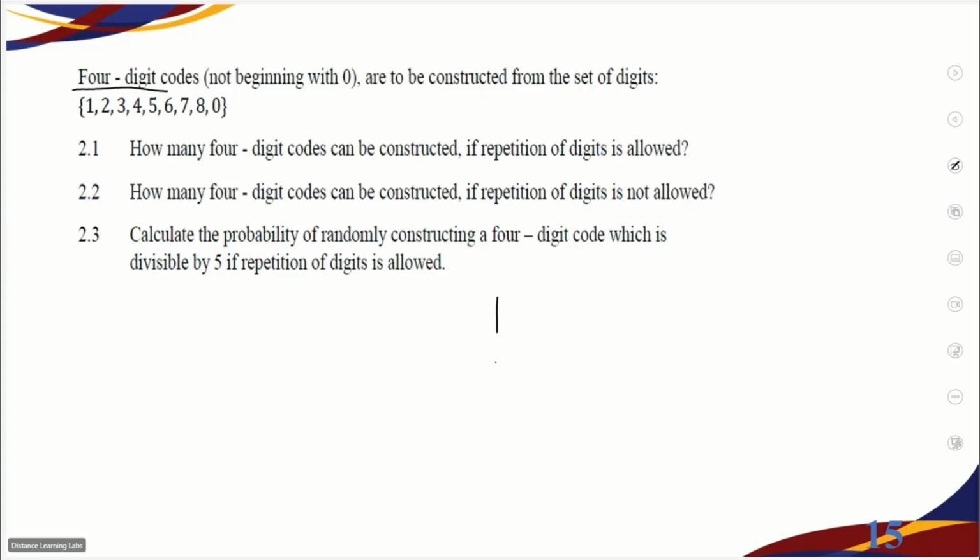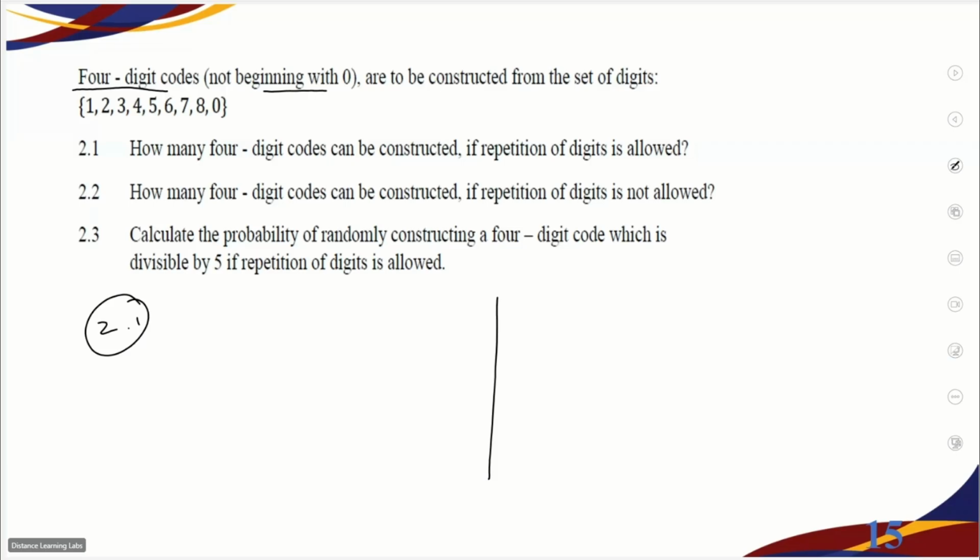I'll respond to them here separately. 2.1 says the statement, a 4-digit code not beginning with 0. This is the first restriction that we have. Whatever code you are going to create must not begin with 0. 0 is not going to compete for the first position, but it can compete going forward on the other 3 positions, which are to be constructed from this set of digits.